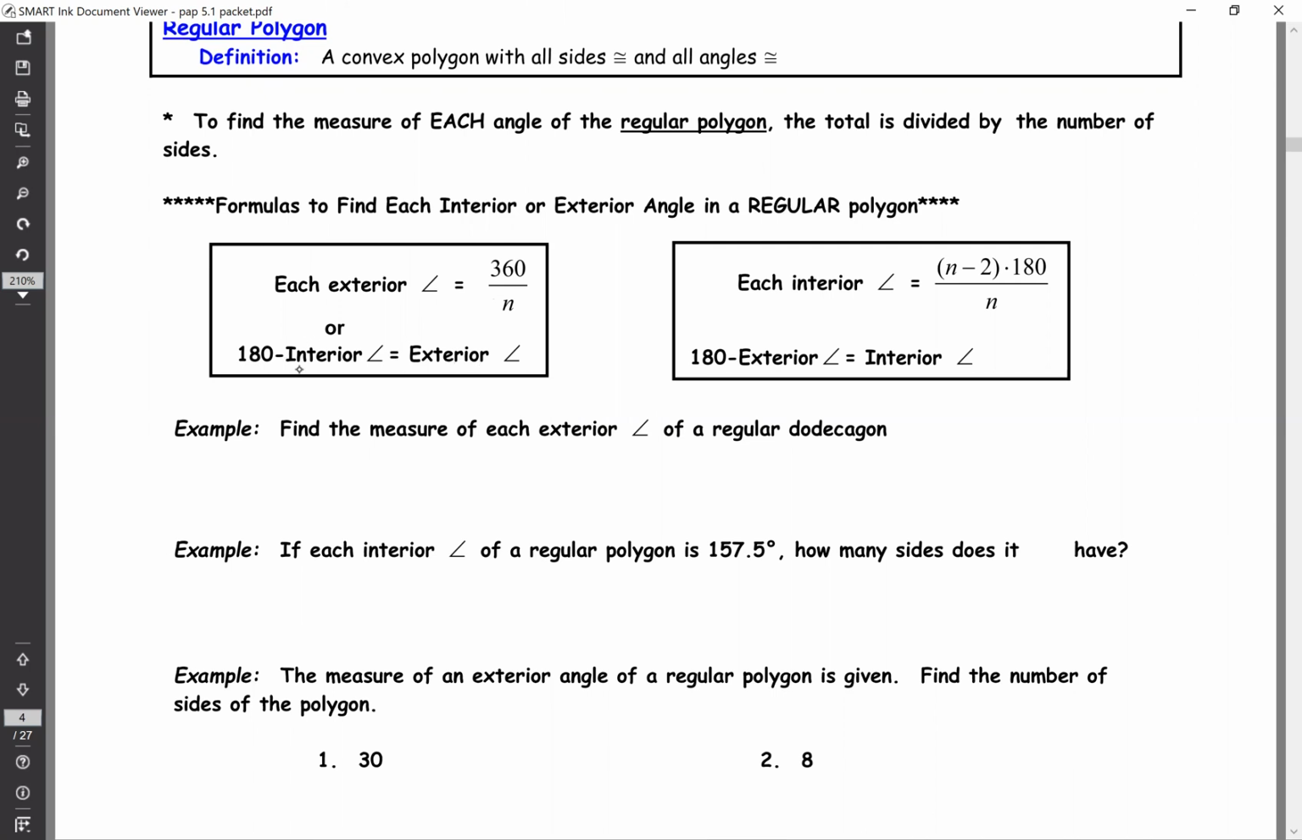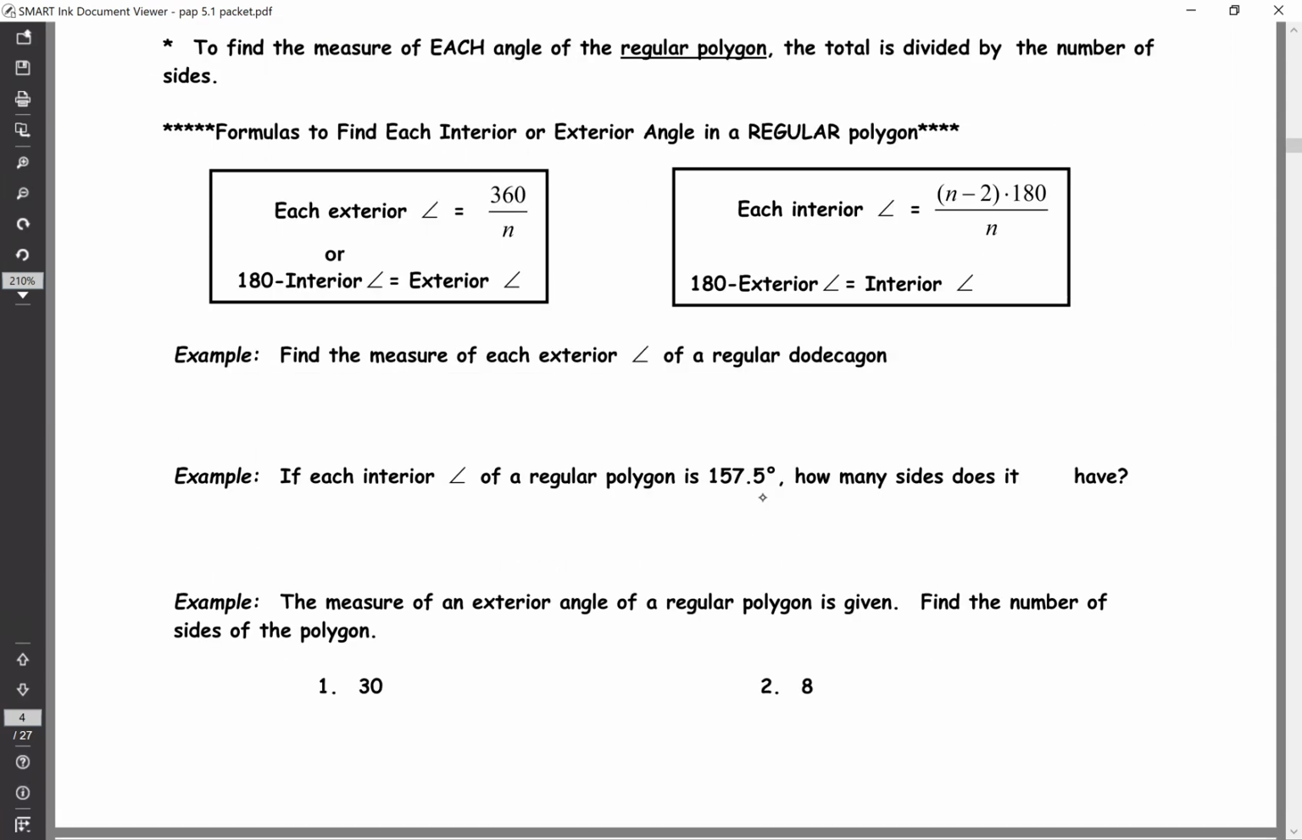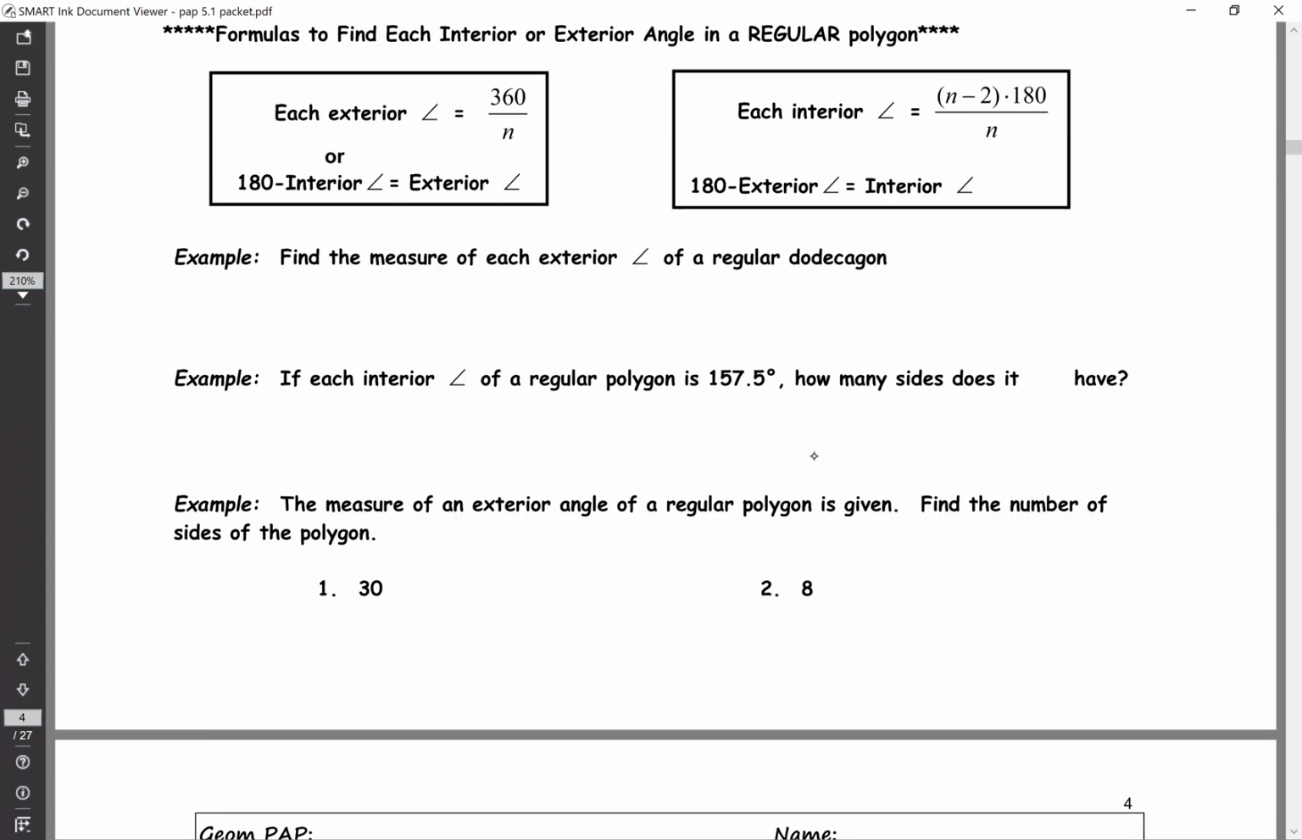Or if they tell you the interior angle, then you could subtract it from 180 and that would give you the exterior. We did that in the earlier problems. Okay. Now each interior angle. Again, we find the sum, so that's n minus 2 times 180, but then you divide it amongst how many sides there are. And again, you can find the interior angle by subtracting the exterior angle from 180. So we'll get to that.